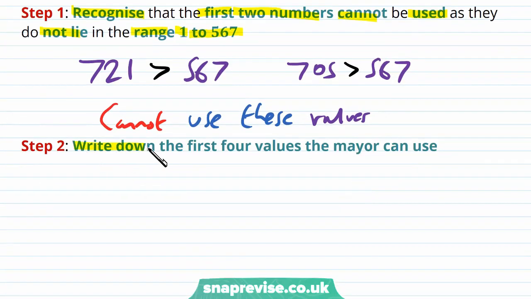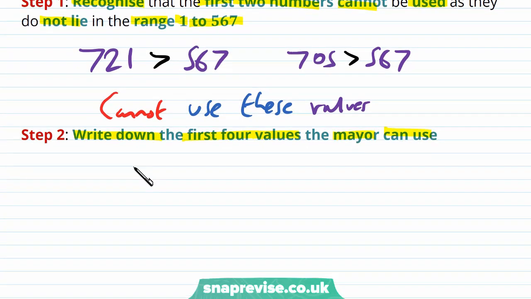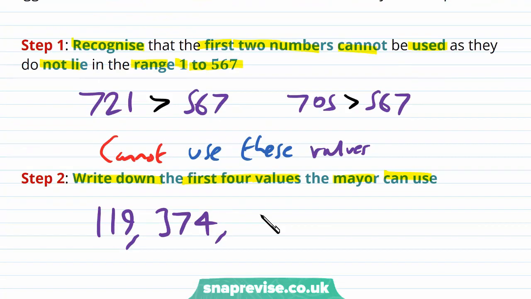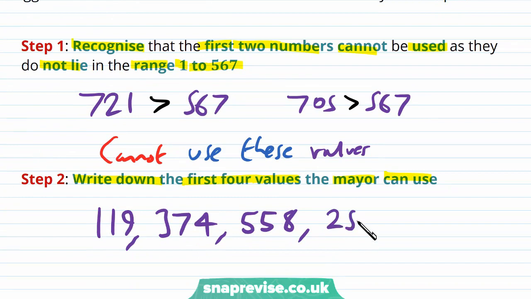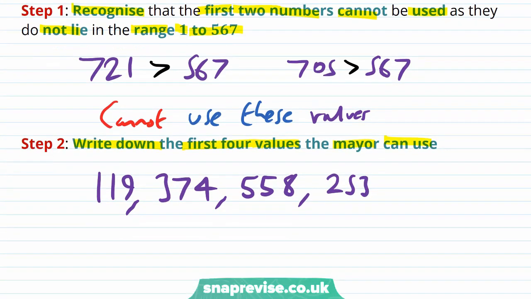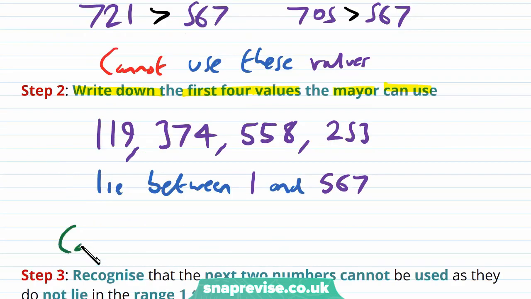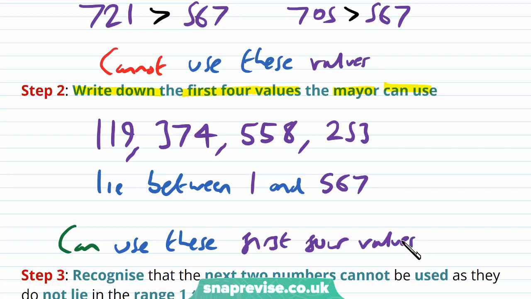Our second step is to write down the first 4 values that the mayor can use. The next 4 numbers are 119, 374, 558, and 253. Each of these numbers lie between 1 and 567. So the mayor can use these first 4 values.